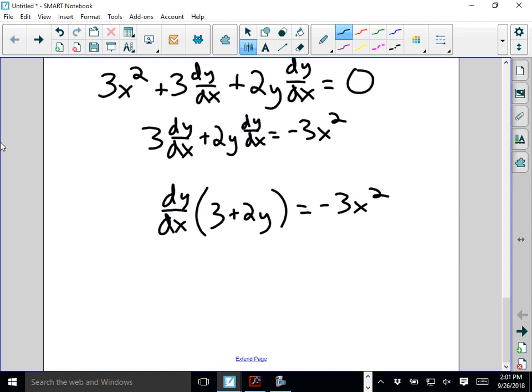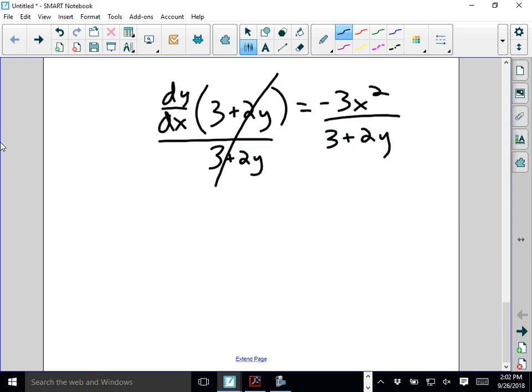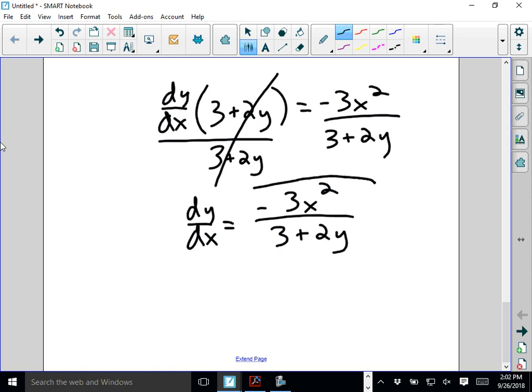My last step to get dy/dx alone is I want to divide both sides of the equation by 3 plus 2y. And I get my nice final answer of negative 3x squared over 3 plus 2y.